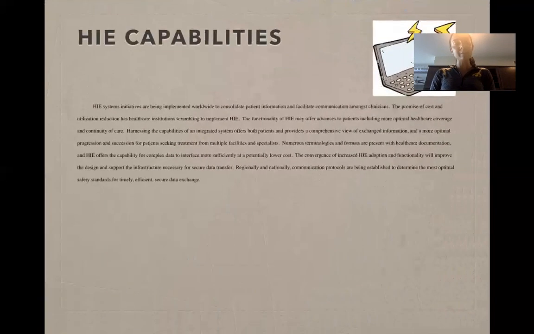So what exactly are the capabilities of HIE? HIE system initiatives are being implemented worldwide to consolidate patient information and facilitate communication amongst clinicians. The promise of cost and utilization reduction has healthcare institutions scrambling to implement HIE. The functionality of HIE may offer advances to patients, including more optimal health coverage and continuity of care. Harnessing the capabilities of an integrated system offers both patients and providers a comprehensive view of exchanged information and a more optimal progression and succession for patients seeking treatment from multiple facilities and specialists.